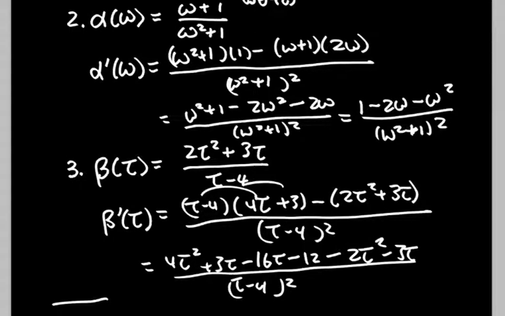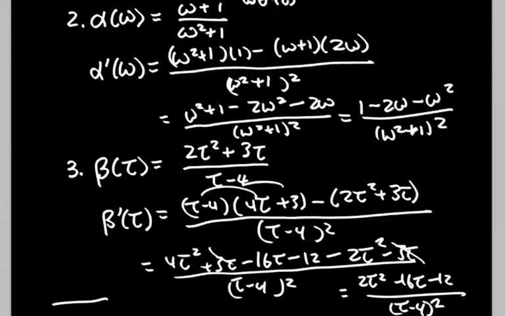Okay, simplifying it all. Should have given myself more space. Oh well. That'd be 2 tau squared, and that'd be negative 13 tau. Okay, so 3 tau minus 3 tau, that's gone, so minus 16 tau minus 12, all divided by tau minus 4, quantity squared. Alright, so this is just a bit of how to work with the quotient rule, so just practice that. And in the next video, we're going to talk about how it works and why it works.